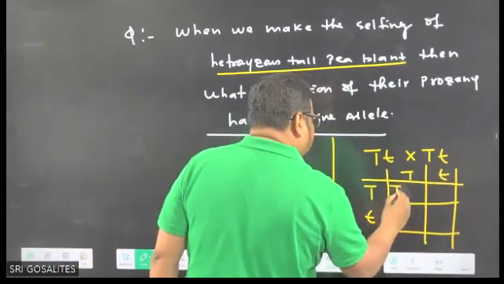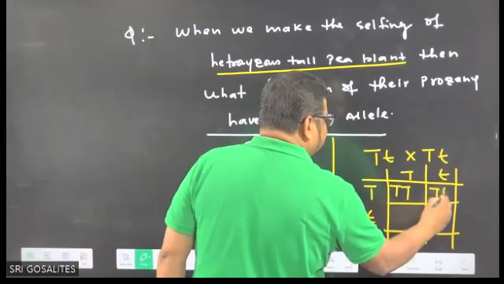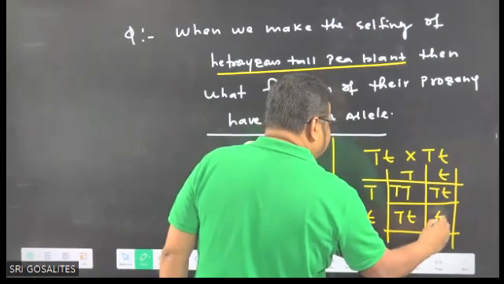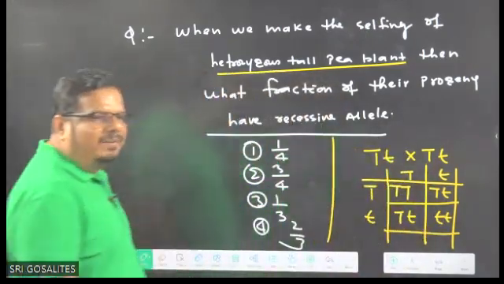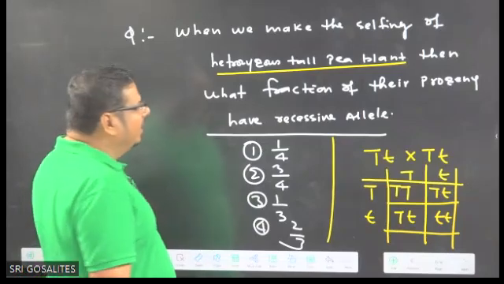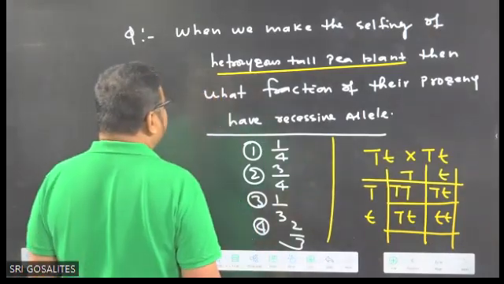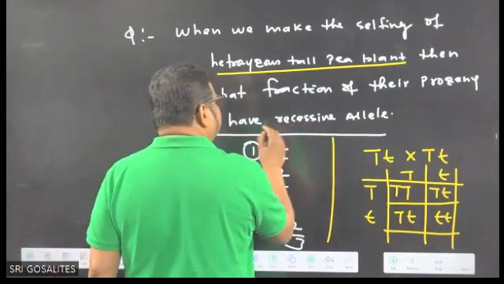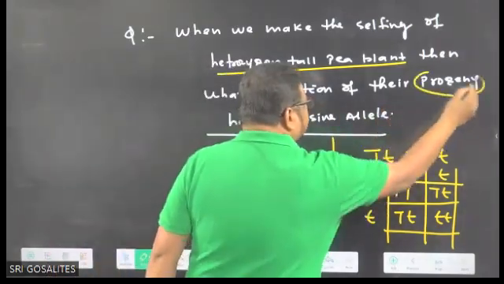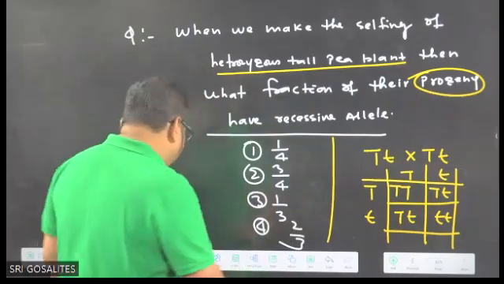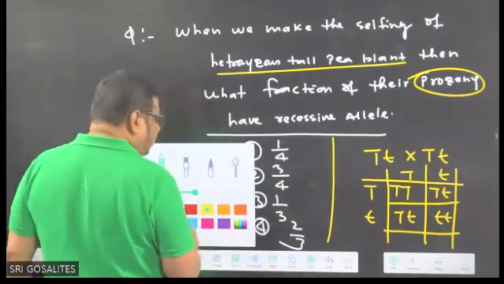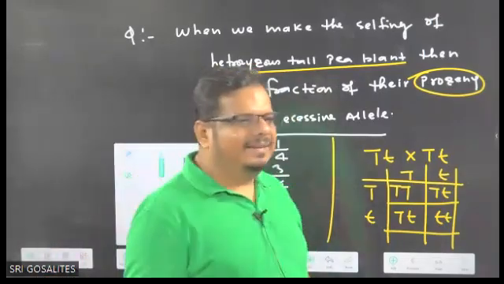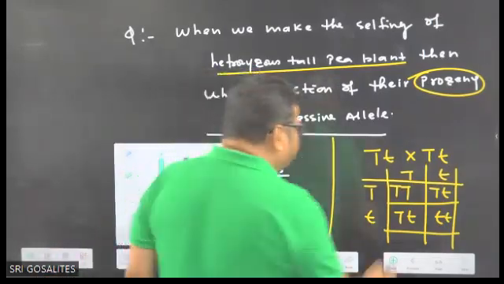These are the crosses: capital T, capital T, capital T, small t, capital T, small t, small t, small t. These are the progeny. Now what I am asking in the question is, what fraction of their progeny have recessive allele? Every box is a progeny. Keep in mind. So does this one have recessive allele?